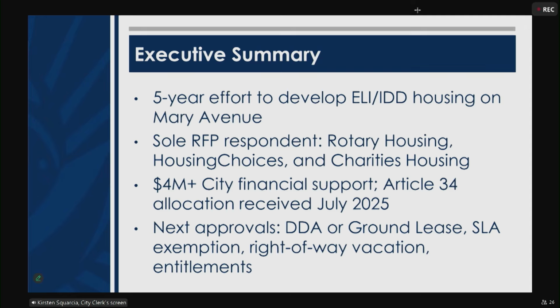And going further, the city has, over the years, supported this project with up to $4 million in financial support, either through BMR fundings as well as some other fundings, which we will go through on the next slide, as well as from the county support for the Article 34 allocation, which was received this year. Next approvals, as discussed prior, would be a DDA or ground lease, SLA exemption, right-of-way vacation, and project entitlements, which include architectural site approval. Next slide, please.